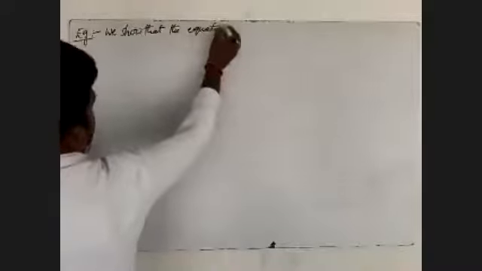The first example is, show that the equation 2x square minus 6x plus 7 equal to 0 has no real roots.